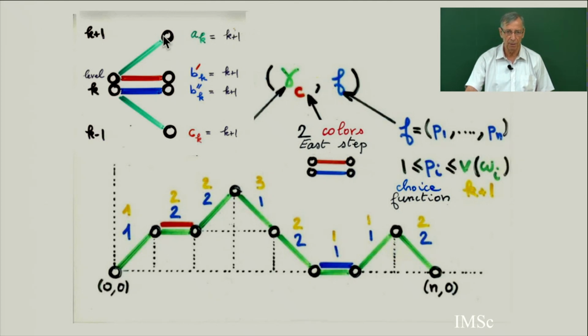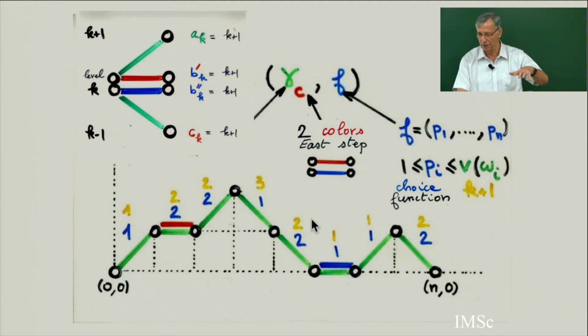So you have 3 possible steps: northeast, blue level, red level, and southeast. Every step is weighted by k plus 1, if k is the height of the starting point. And so the yellow numbers give me the weight of the 2-color Motzkin path. And then I must prove that the sum of the weight of all these Motzkin paths is exactly (n plus 1) factorial.